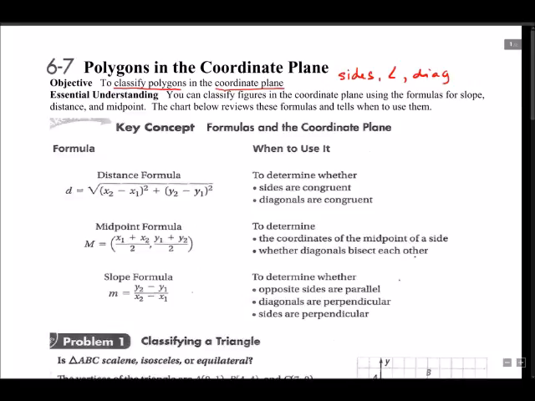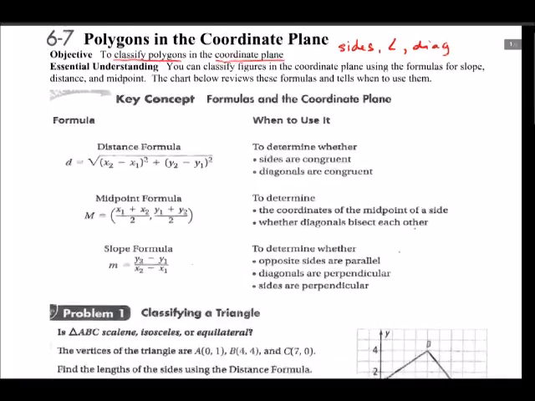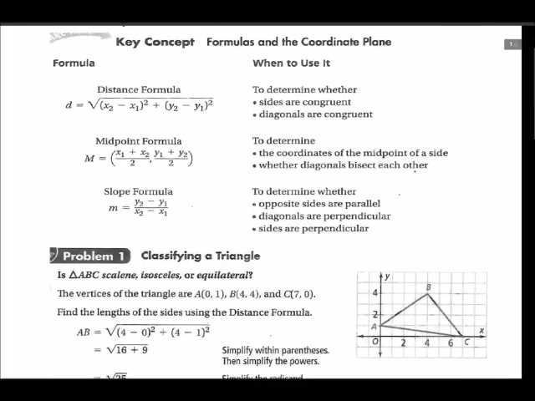And how do we do stuff in the coordinate plane? That should say 3 major formulas. So let's look at our formulas here. You know we have the distance formula. Distance formula determines length. This tells us when sides are congruent or diagonals are congruent.